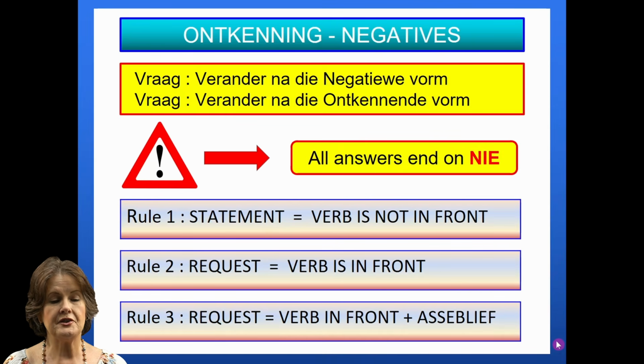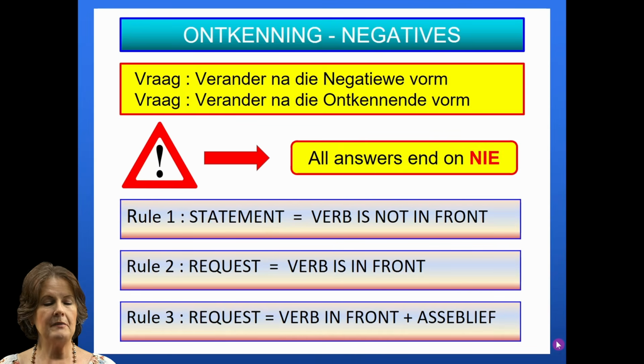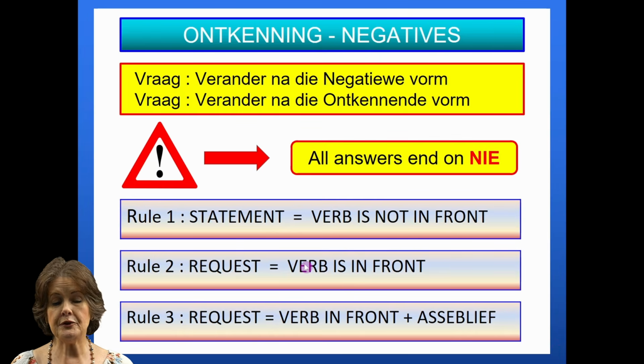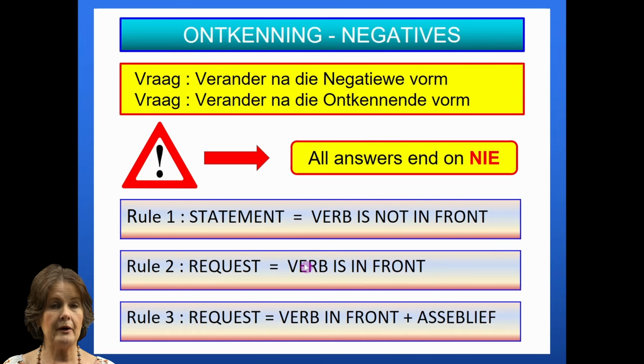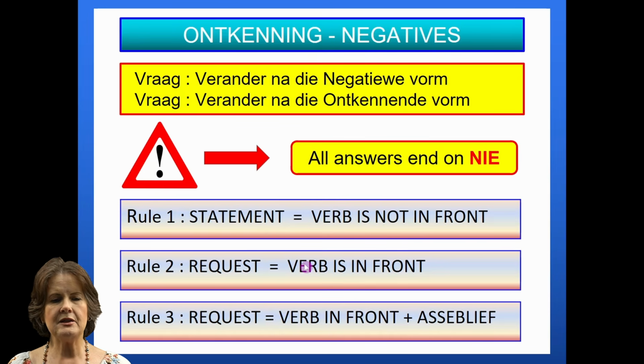In rule 1, I just showed you there's no verb in the front of your sentence. The moment there's a verb in the front of your sentence, you are dealing with rule 2 or rule 3. The only difference is they are both requests, but this one has got a please. It's more a polite request. So let's look at each rule individually.